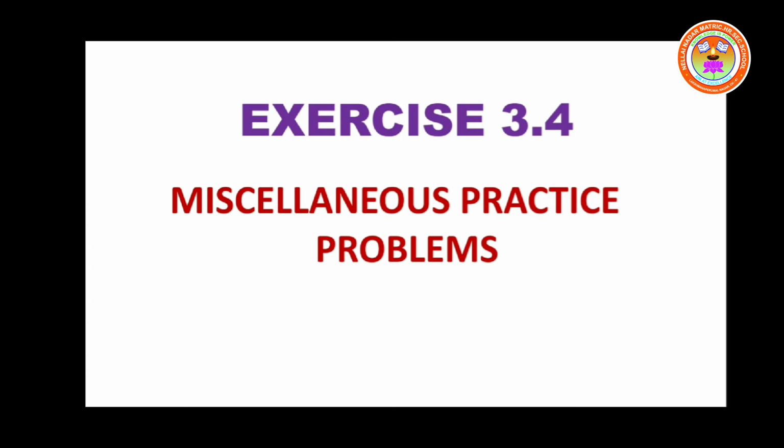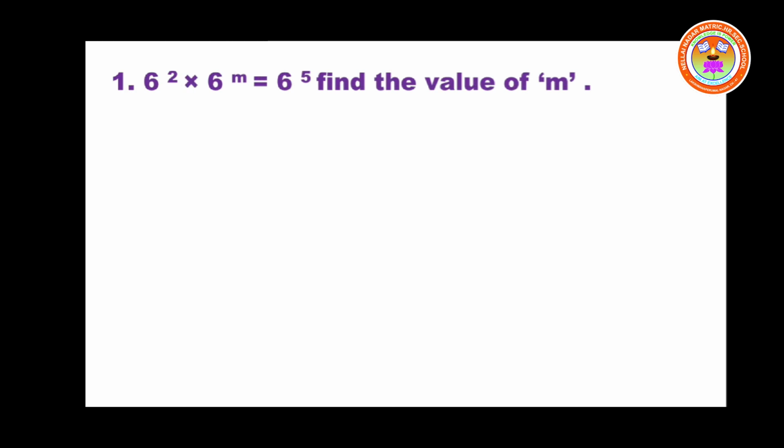Exercise 3.4, miscellaneous practice problems. Problem number 1. 6 square into 6 to the power of m is equal to 6 to the power of 5. Find the value of m. The question is 6 to the power of 2 into 6 to the power of m, which is equal to 6 to the power of 5. Let us move on to the solution, children.